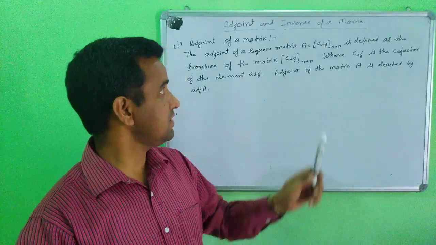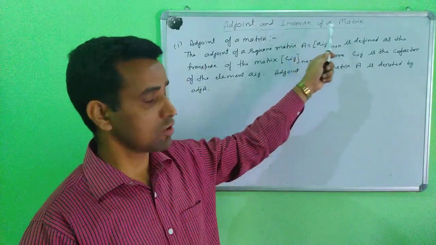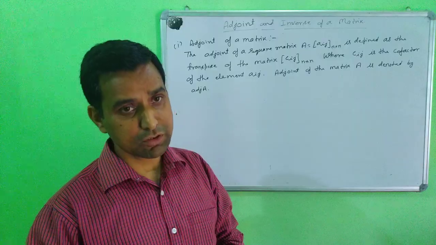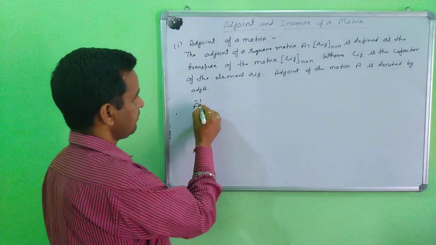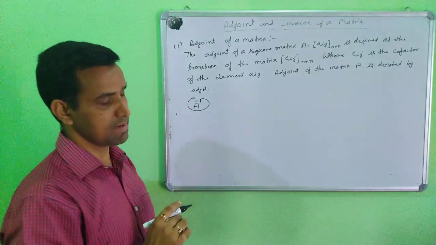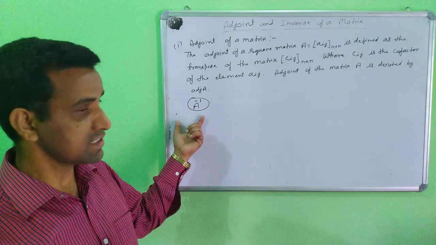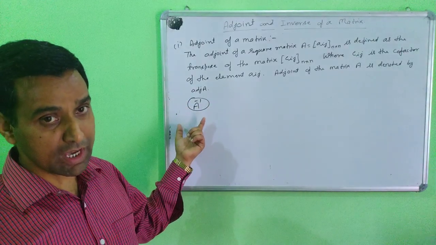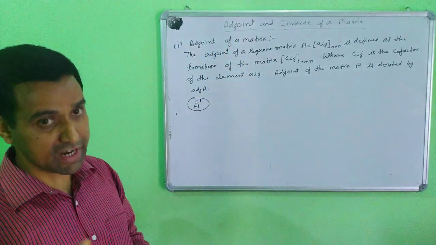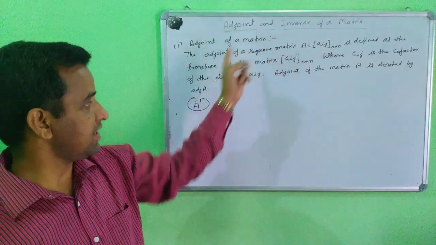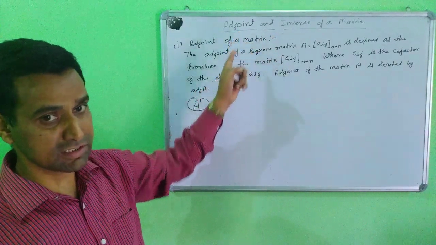Now come to the second point, inverse of the matrix. The inverse of A is represented by A inverse. So how do we find it? By the elementary row or elementary column method. This is a matrix method, but the adjoint method is different. Here we find the inverse with the adjoint method, which is a different method.